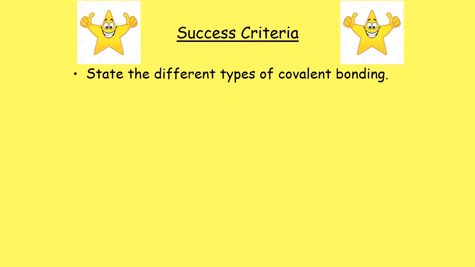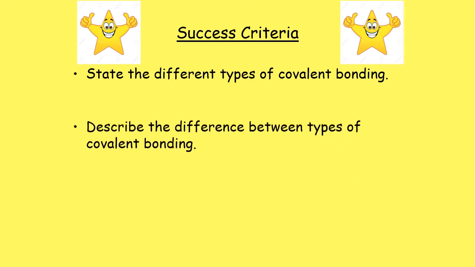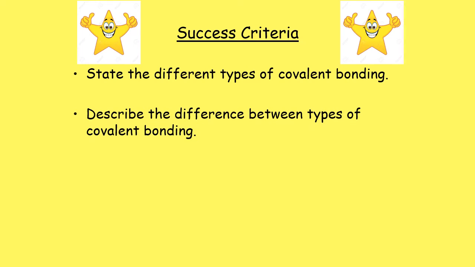So you should now be able to state the different types of covalent bonding: molecular covalent and giant covalent or covalent lattices or covalent networks. Describe the difference between the types of covalent bonding. So covalent molecular are small, discrete molecules where there are strong bonds within the molecule, but between molecules there's a very weak bond. And then for a covalent network, you've got lots and lots of repeating strong covalent bonds that hold it together very tightly.